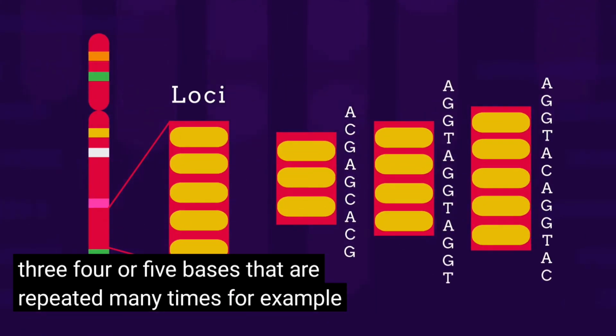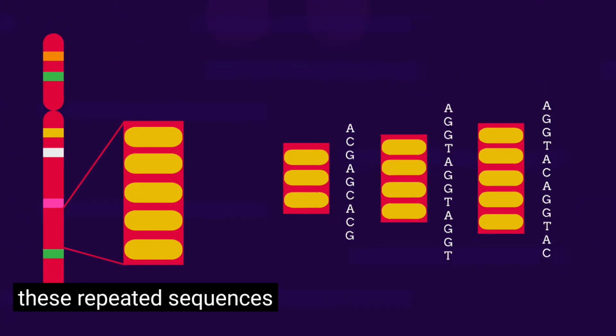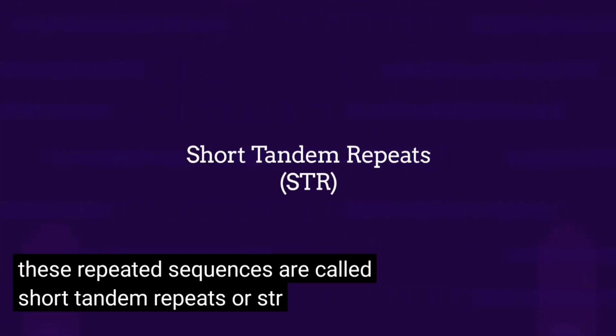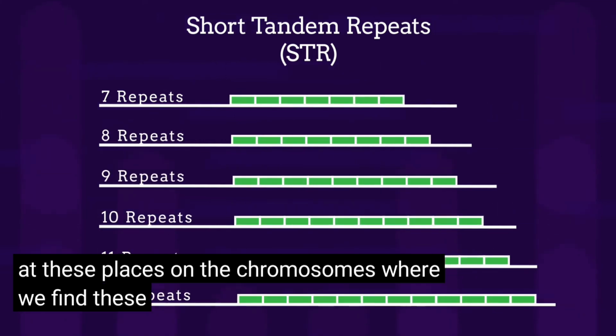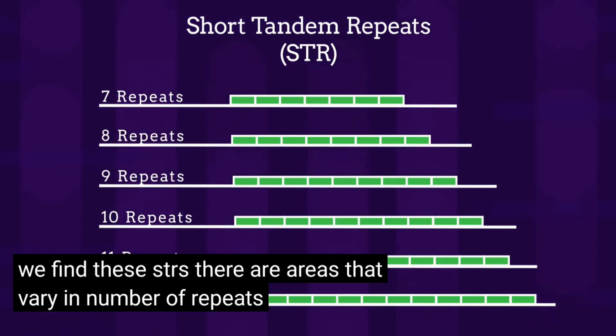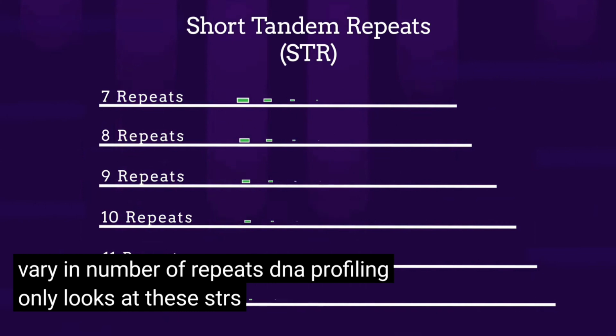For example, these repeated sequences are called short tandem repeats, or STR. At these places on the chromosomes where we find these STRs, there are areas that vary in number of repeats. DNA profiling only looks at these STRs.